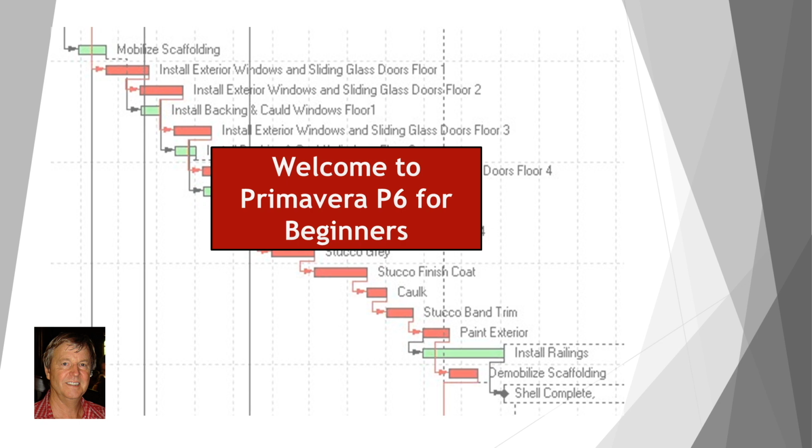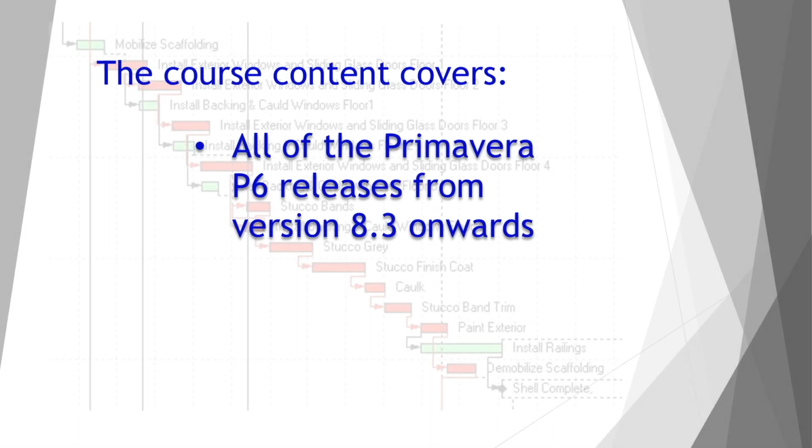My name is Gavin Drysdale. My background is in project controls, covering the last 25 years. I am based in Australia and my experience covers mega projects in the mining, oil and gas and heavy industries. I have a bachelor's degree in mechanical engineering and a master's degree in industrial engineering. The course content applies to all the P6 releases from version 8.3 onwards. I am currently using version 17.